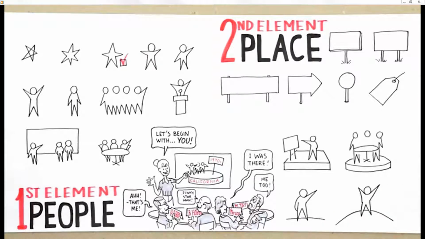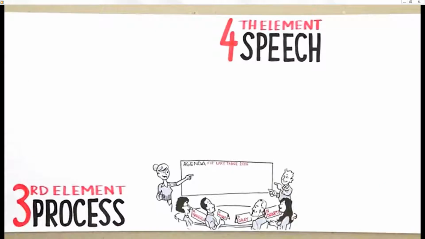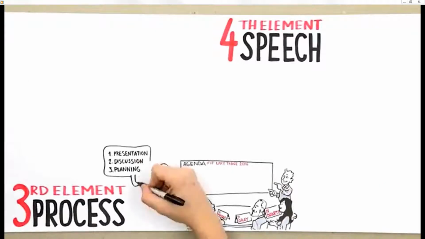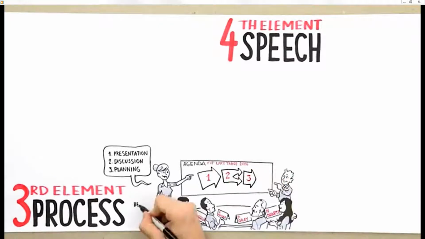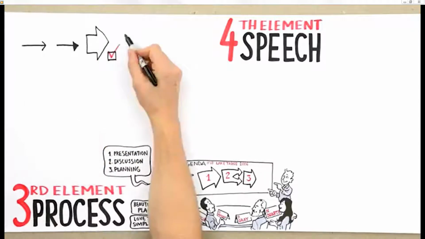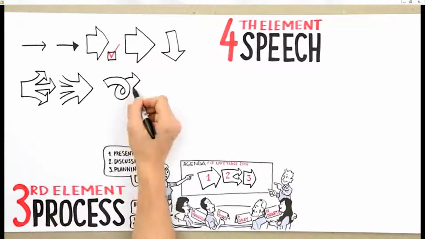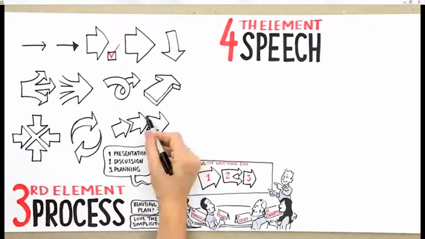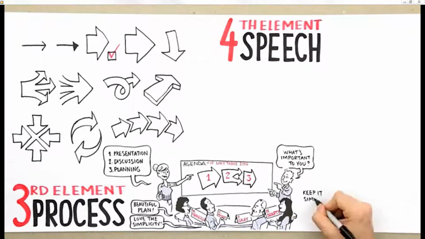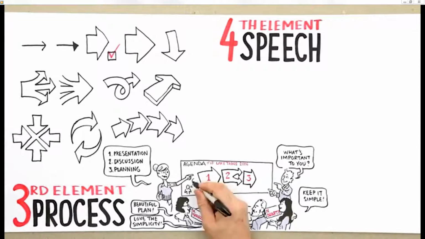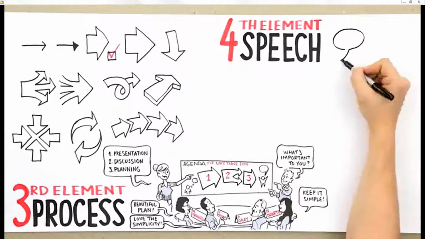Element 3. Process. You often want to show what happens or how something unfolds. To do this, simply use arrows. Simple ones can do, but different arrows create different meaning. Element 4. Speech. Now you can show people in process from A to B. You can add depth and life by showing what people are saying, thinking, and feeling. Here are simple speech and thought bubbles which will do the job.